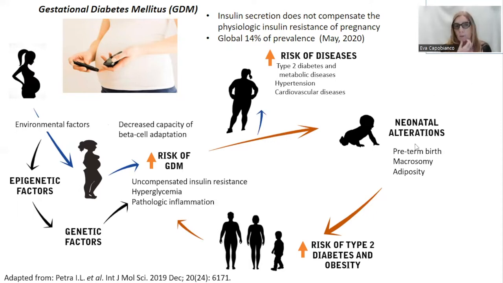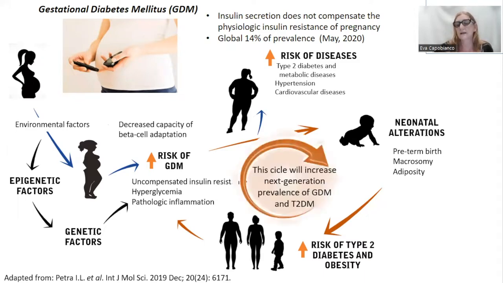of women who develop GDM, who are candidates to develop type 2 diabetes and obesity in their future life. So this is a cycle that increases the prevalence of GDM and type 2 diabetes in the next generation, and it is very difficult to stop the increase in this prevalence.